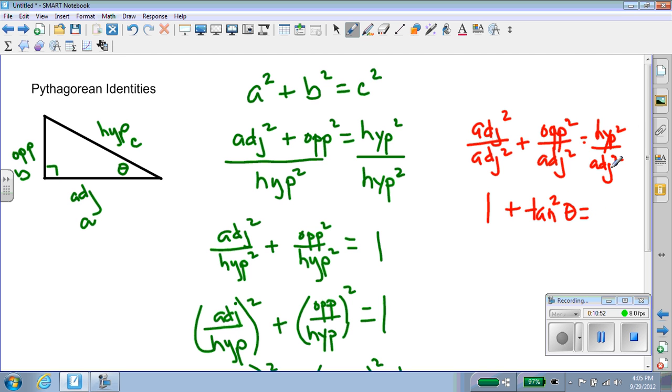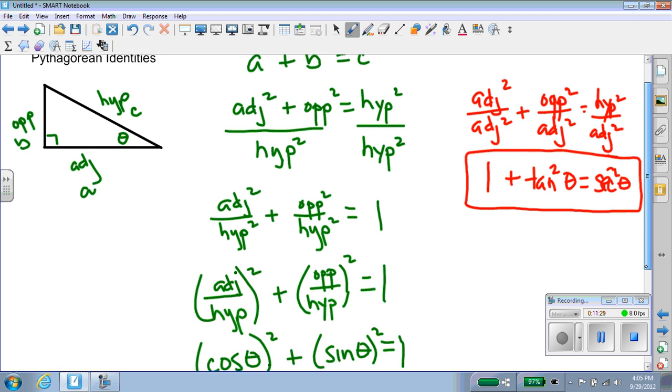Hypotenuse squared divided by adjacent squared is hypotenuse over adjacent quantity squared, and hypotenuse over adjacent is secant of theta squared. So here we have another Pythagorean identity. 1 plus tangent squared theta equals secant squared theta. And again, we get all of its related facts. So secant squared theta minus tangent squared theta equals 1. Secant squared theta minus 1 equals tangent squared theta.